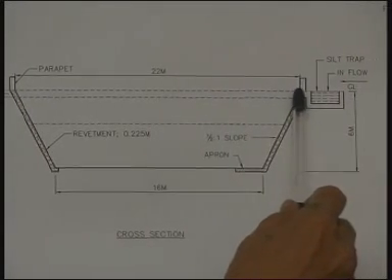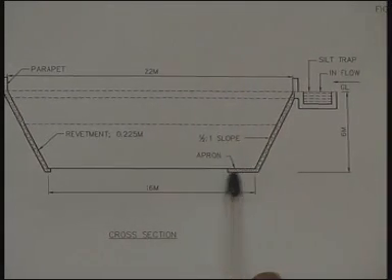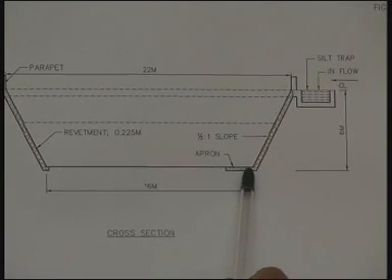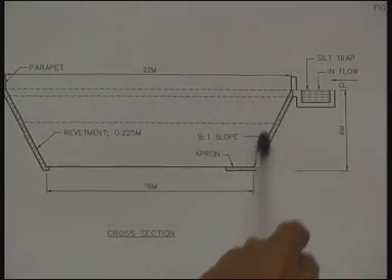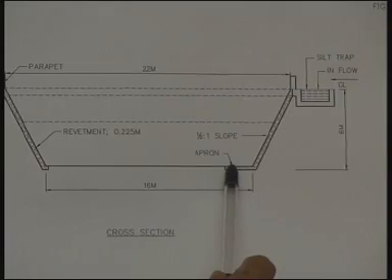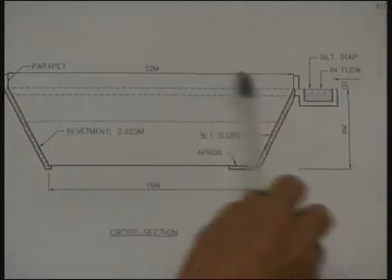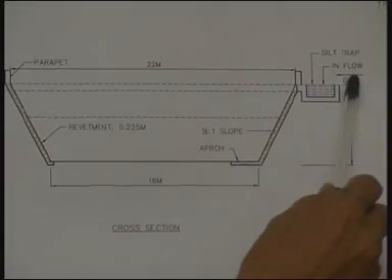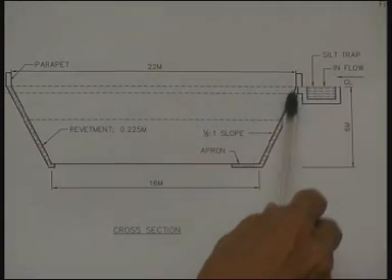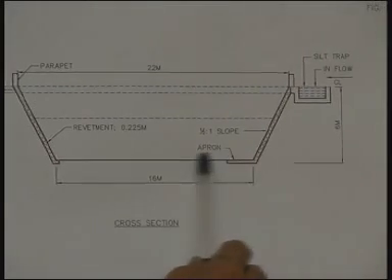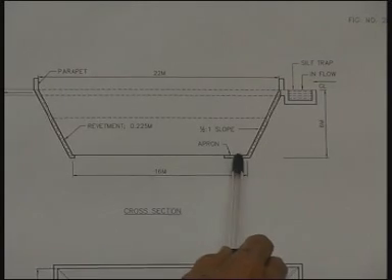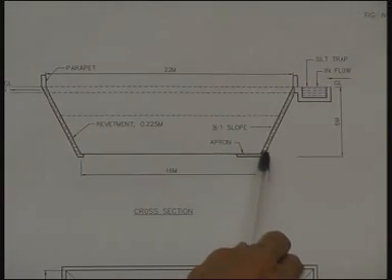Because the water flows here, there is a need for having a small apron. Otherwise, water falling like this will create a scour here. So in the beginning, when there is no water in this pit, when water collects in the silt trap and overflows, it would cause erosion here unless this apron for a small length is provided.